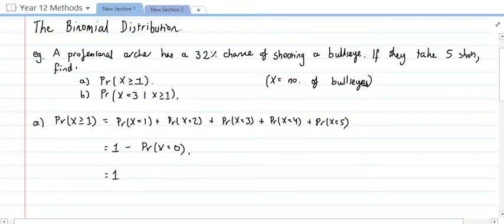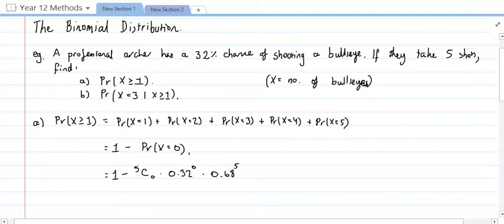So that's 1 minus, now it's nCx, so n is the number of shots, which is 5, Cx, which in this case is 0, multiplied by p, which is 0.32, to the power of x, which again is 0, multiplied by q, which is the other probability, 0.68, to the power of n minus x, which is 5 minus 0, which is just 5.